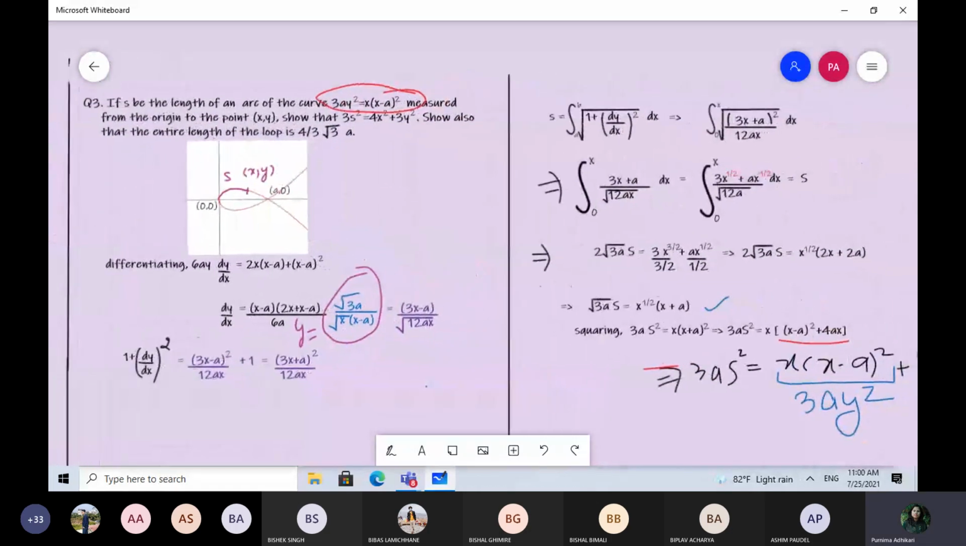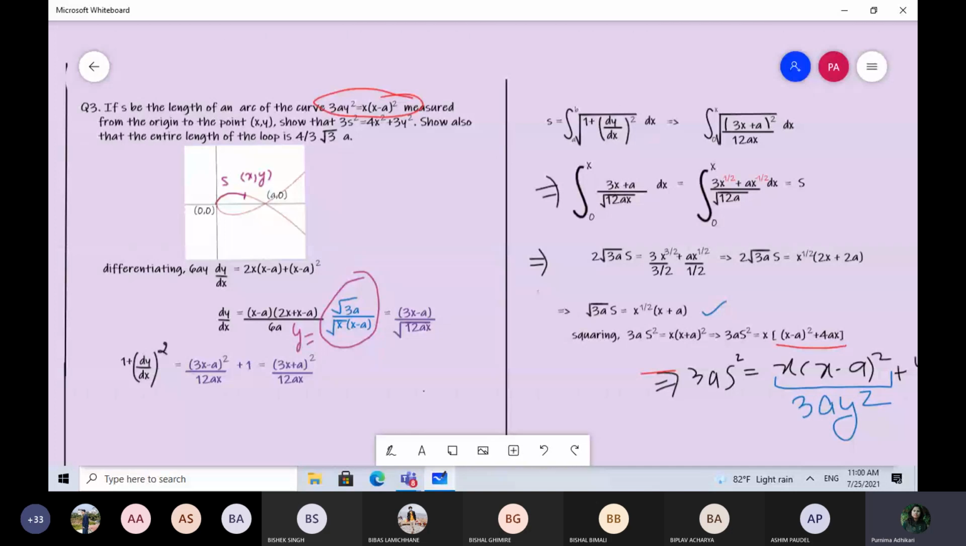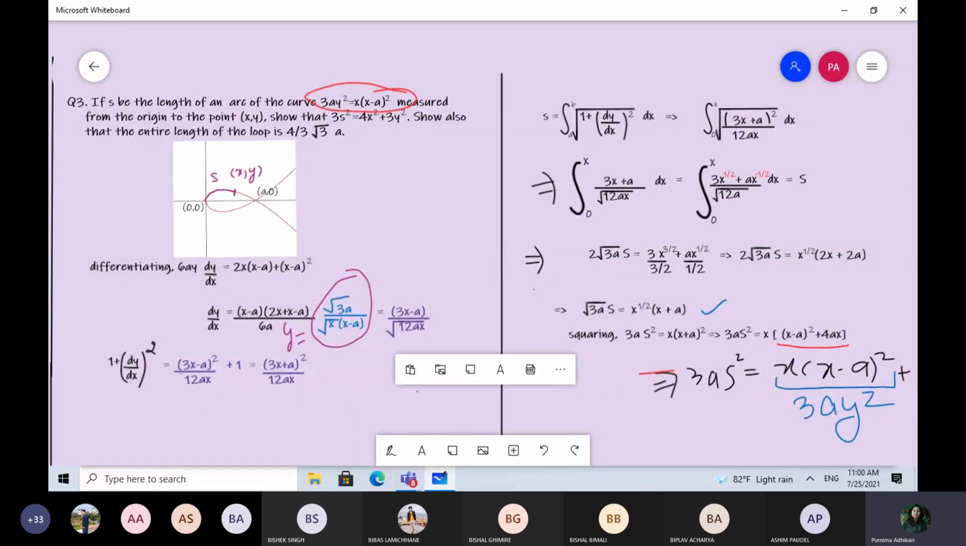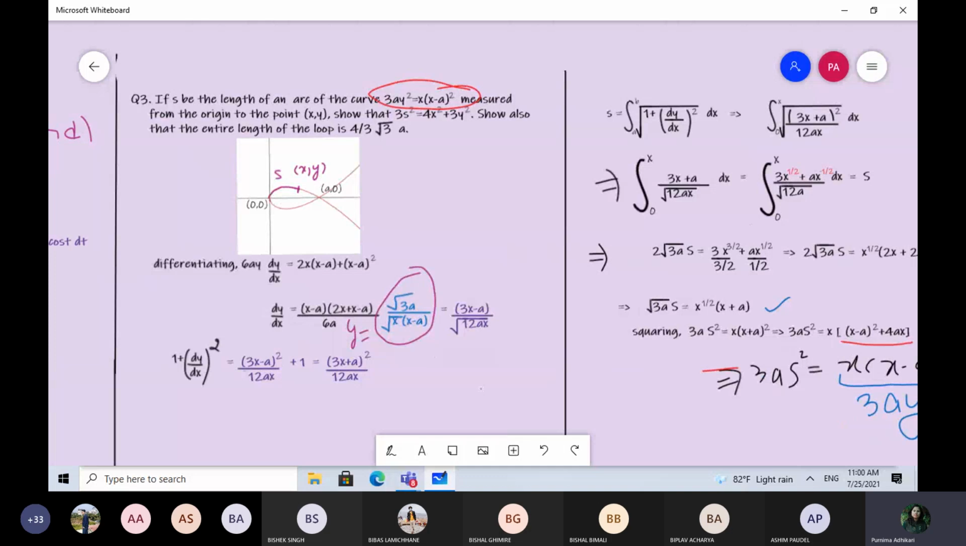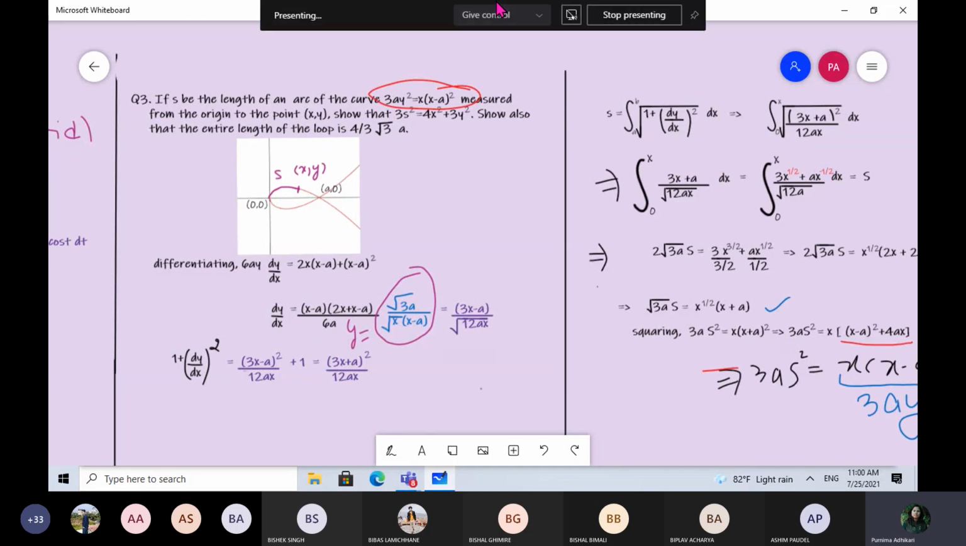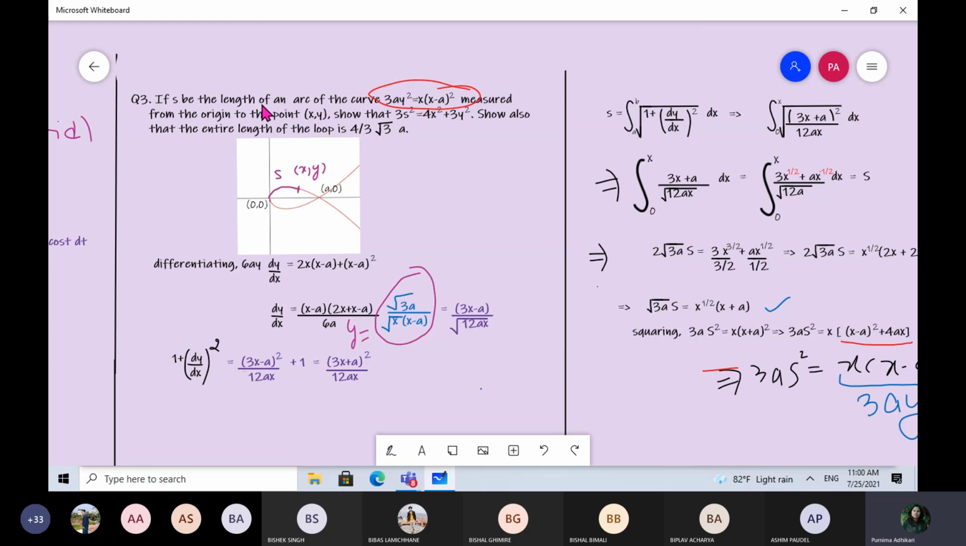I will explain this question, and solution part you can just check on your own. Lots of process, but lengthy, halka lengthy jansa to hernu paryo. Okay, so what is the question here? If S be the length of an arc of the curve 3ay square equals to x times of x minus a square. So your curve is a loop. This is your required loop. Your loop banira satimko your equation le. You can trace it on your own. Measured from origin to the point x comma y is your length s.